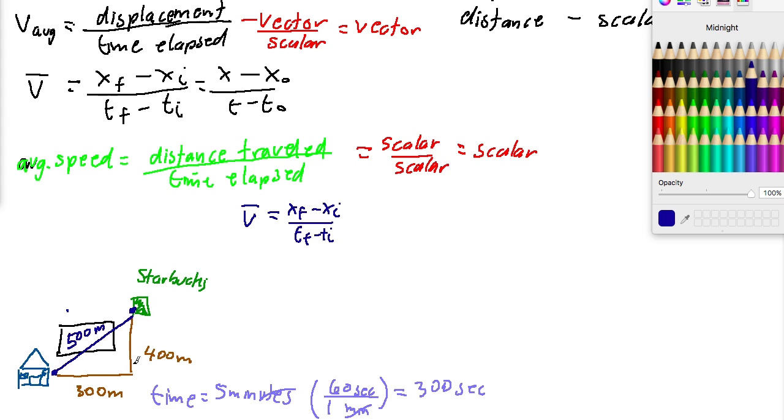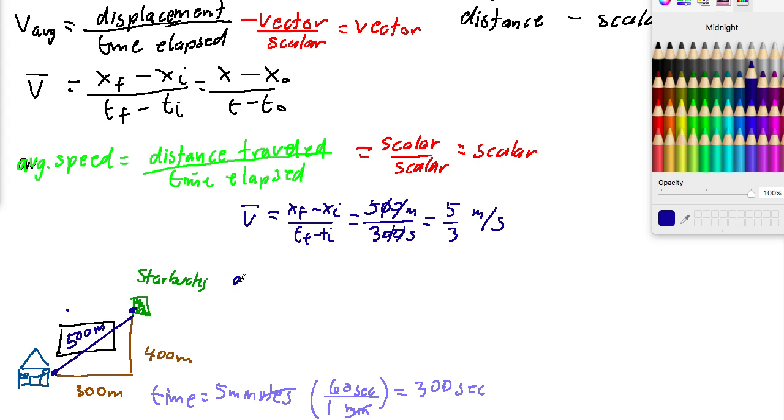If you don't know special triangles, I would suggest you either request a video to be made about special triangles or just go online, but I'm not going to explain it here. I'm just going to say this is a 3, 4, 5 triangle, so this is 500 meters. So now our total displacement is 500 meters over a period of 300 seconds. And conveniently, zeros cancel out. So our average velocity to get from our house to Starbucks is 5/3 meters per second.